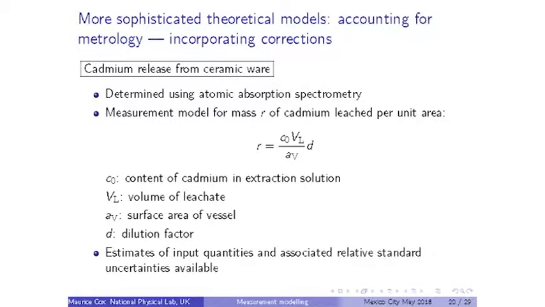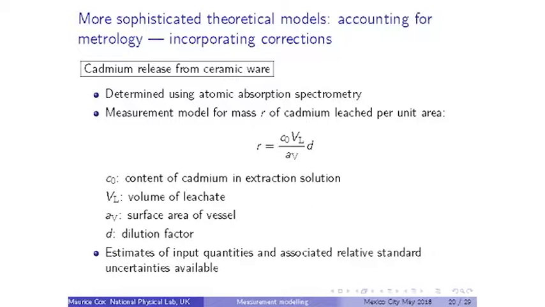An example from chemistry of a more sophisticated theoretical model involving corrections is cadmium release from ceramic wear. All ceramic objects, including domestic objects, tend to release cadmium at a certain rate. A measurement model for mass R of cadmium leached per unit area is given by the expression in the middle of the screen, where the input quantities are listed there, C0, VL, AV, and D, and the output quantity is the mass R in which we're interested. It's a very simple model. It's a multiplicative model with one term in the denominator.